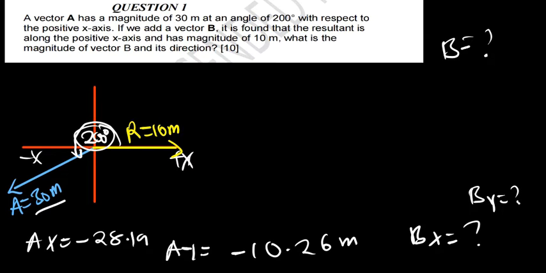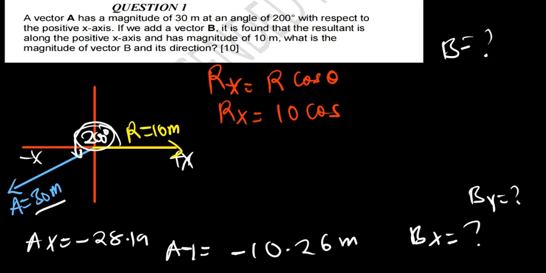Now, let's find our vector, the resultant. So the resultant, guys, is R. So the Rx will be the vector R cos the theta, meaning that my Rx will be, my R itself, the vector is 10, cos, what is the angle?